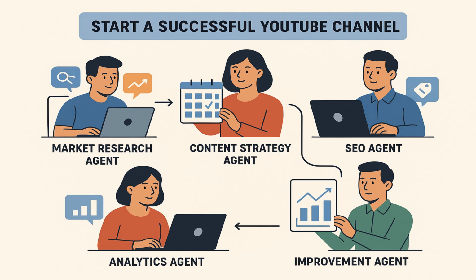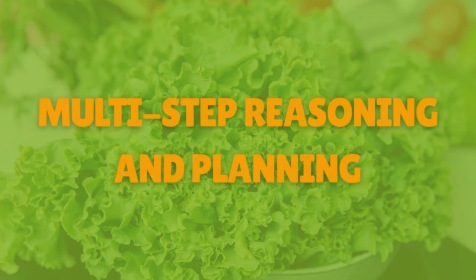First, a market research agent identifies trending topics. Then a content strategy agent builds a calendar. Then a search engine optimization agent optimizes titles and descriptions. And then an analytics agent tracks the performance. And an improvement agent refines the strategies over and over. Each agent owns its task, but together they deliver a broader mission.